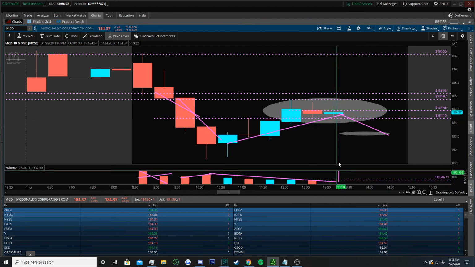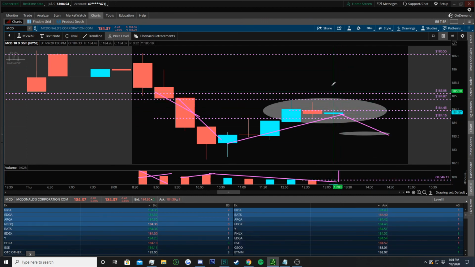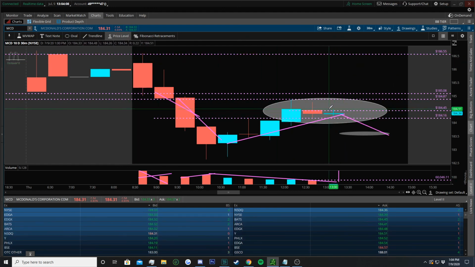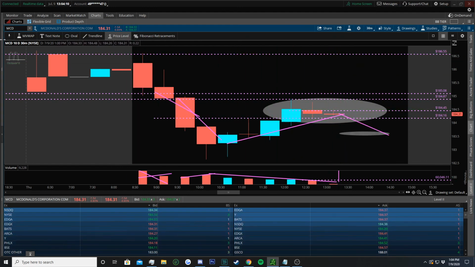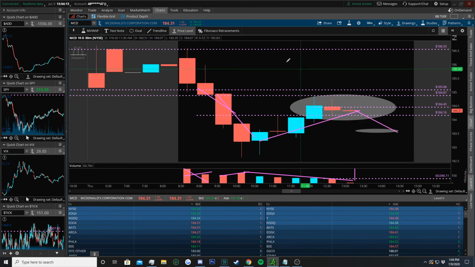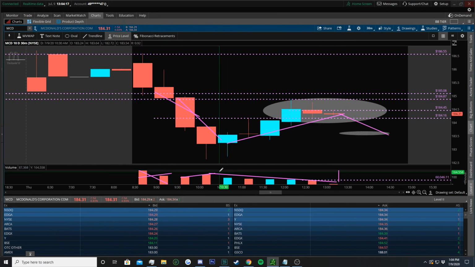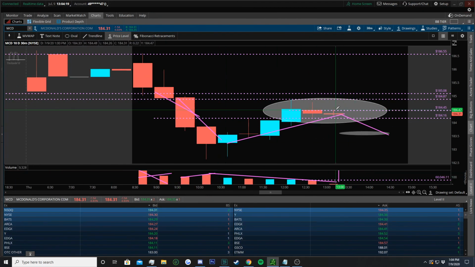If it passes this with buyers, you know buyers are trying to take it to create a double top at the pre-market, or at the open high. But I personally think this is going to be a lower high. Referring to McDonald's with the overall market, it probably wouldn't be best to watch these because it doesn't need the rest of the market to move. But just a good little tip I wanted to throw in at the end of the video.